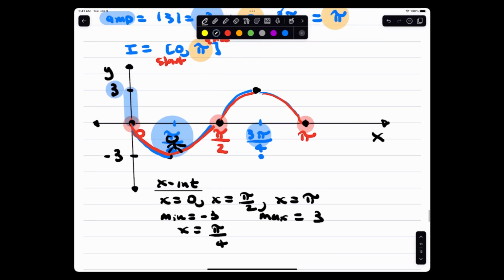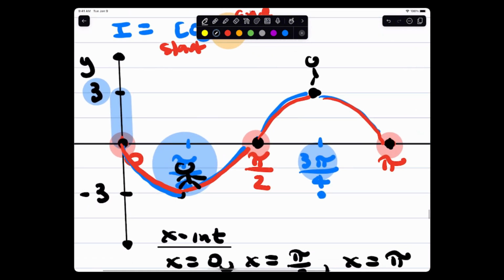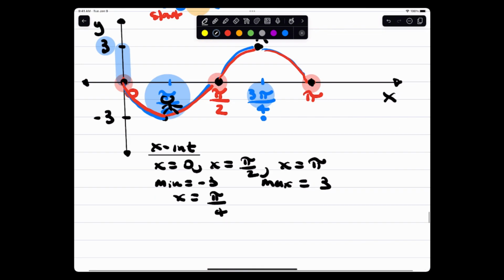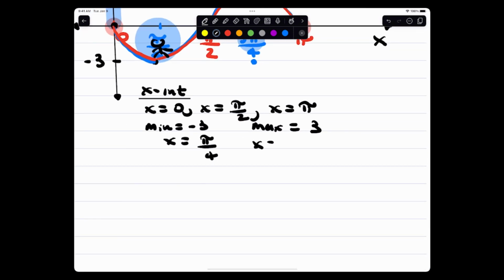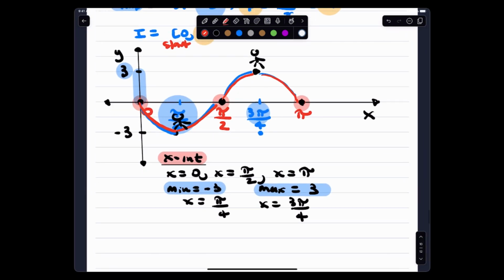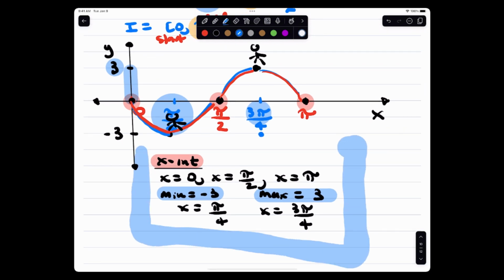And the maximum value is positive 3. That's the amplitude. That's what we're saying here. That's why you got the amplitude. But you're standing way up here. So that happens at what? 3 pi over 4. Minimum is negative 3. Maximum is positive 3. And again, you care about these x-intercept values. So there you go. There it is, ladies and gentlemen. Easy peasy what? Lemon squeezy.